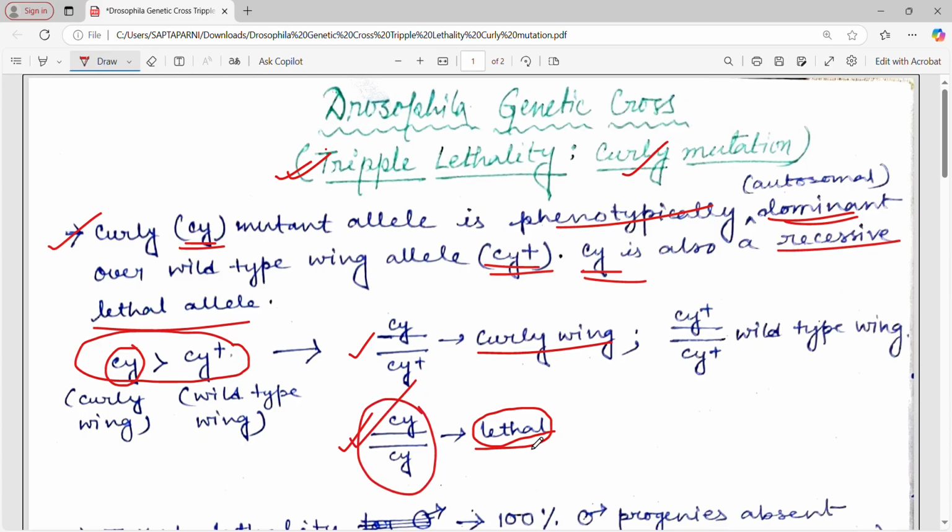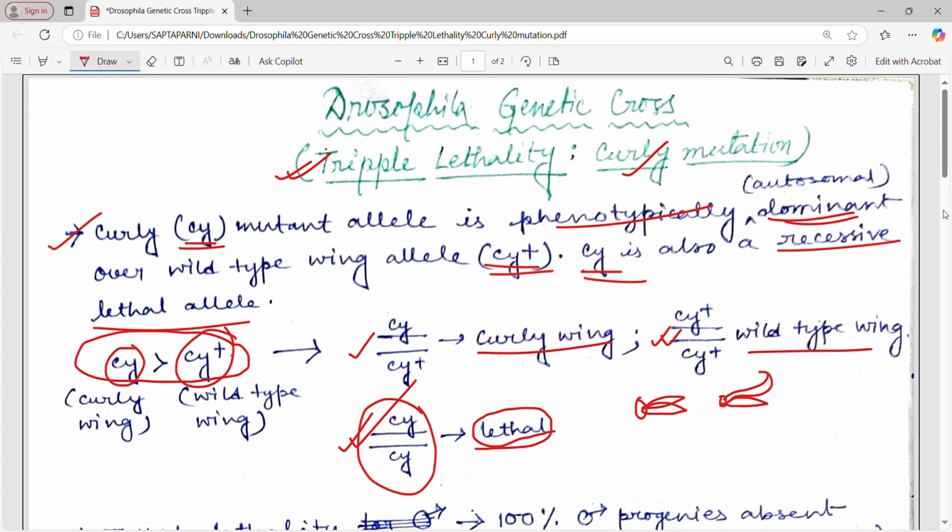This progeny does not survive. And obviously, as Cy plus is recessive to Cy, in homozygous condition Cy plus will show the wild type wing in Drosophila. Now this is the wild type wing in a Drosophila fly, and when the mutant allele is present the wing becomes curled upward, which is known as Curly mutation or Curly mutant phenotype in Drosophila.